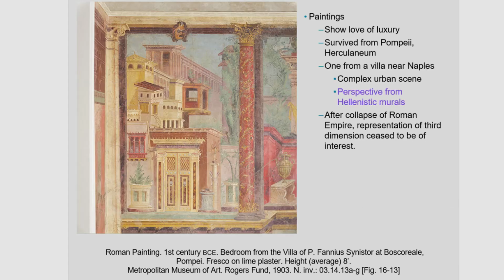Romans also, of course, made paintings. They were painted inside of homes. They show this love of luxury. This one in particular survived from Pompeii, and it's from a villa near Naples. We have a very complex urban scene, and you can see that there's a little bit of understanding of perspective. So perspective meaning that this line goes back into a point, as does this line.